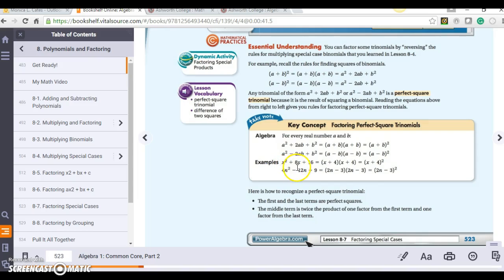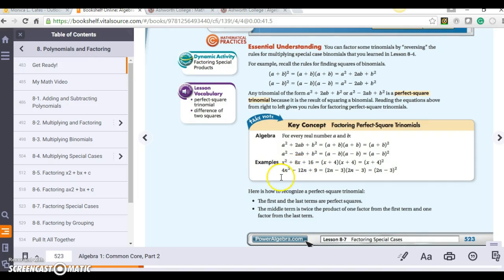x squared plus 8x plus 16 is the same thing as x plus 4 times x plus 4, because this 16 is a perfect square. If I take the square root of 16, it gives me 4, and that means that my b is 4. Right? And if I take 2 times 4, it gives me 8 times my x, which is a, I get 8x.